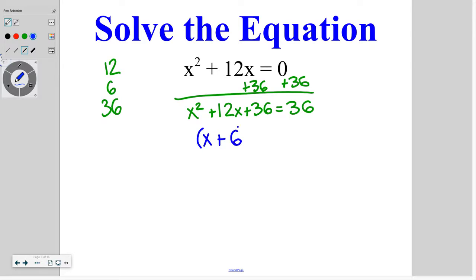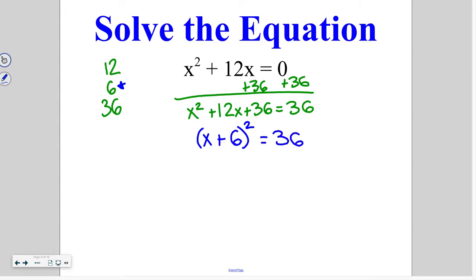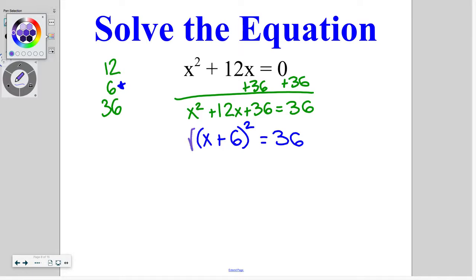I'm going to factor the left side using the perfect square trinomial. One way to look at this as a shortcut, this is always going to be that halved value is what is going to go in the parentheses with x. So x plus 6 squared is equal to 36. I'm going to take the square root of both sides, which is going to give me x plus 6. Remember, squared and square root cancel each other out.